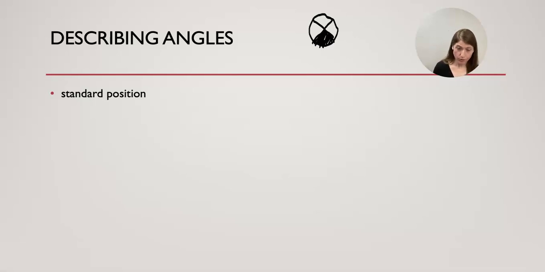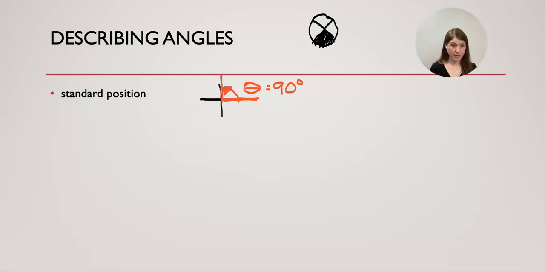Standard position means that we're going to place the angle with its initial side on the x-axis, starting with the positive direction, meaning that our initial side is going to be right here on the x-axis. Then for a 90-degree angle, we're going to picture positive angles going in the counterclockwise direction. So we're going to sweep up, and the angle that we're picturing here is a 90-degree angle.